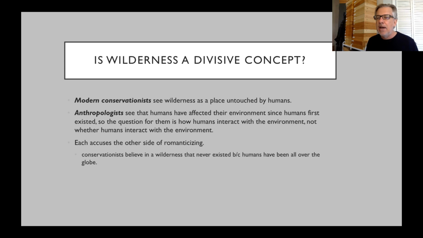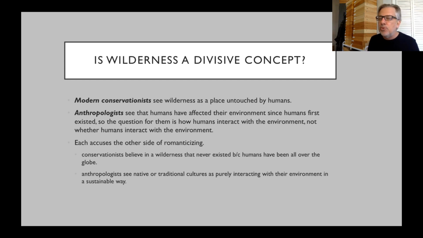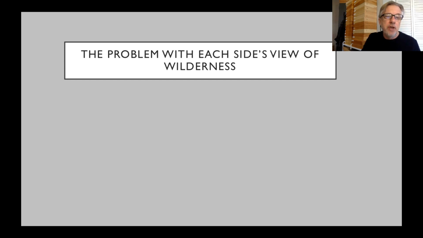They just had a concept of an environment within which they lived, of which they were a part, and which they were beholden to for their supply of goods and services. Anthropologists see native and traditional cultures as purely interacting with their environment in a sustainable way and don't see that indigenous or traditional cultures may have harmed the environment or may have affected it in a very negative way. So let's talk about the problem with each side's view and how we might resolve it.